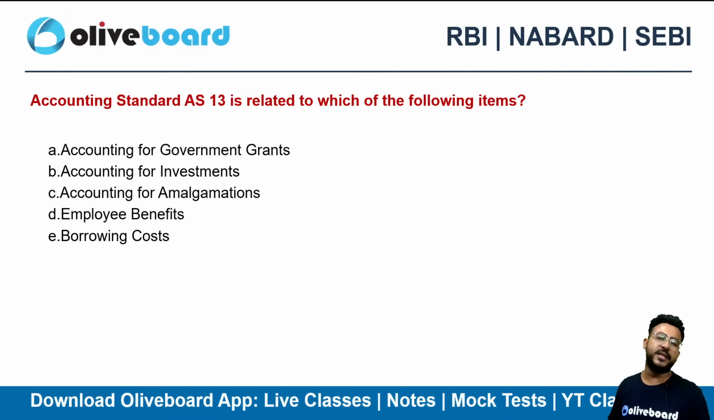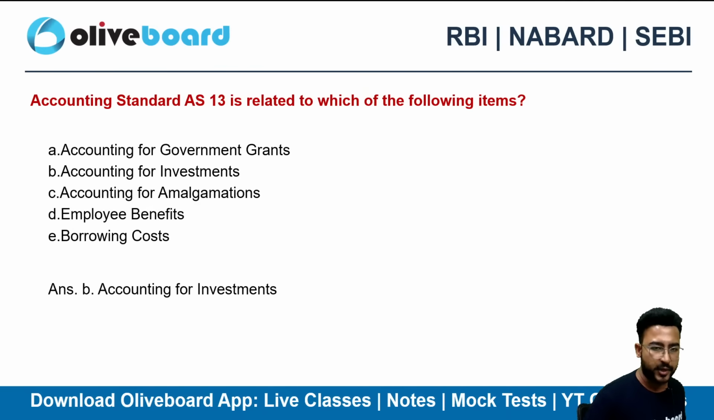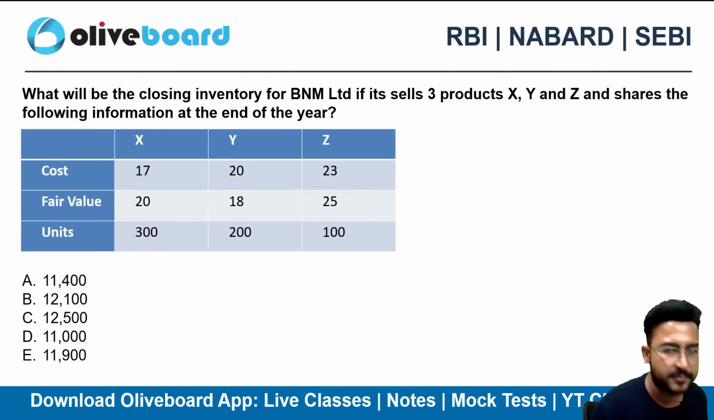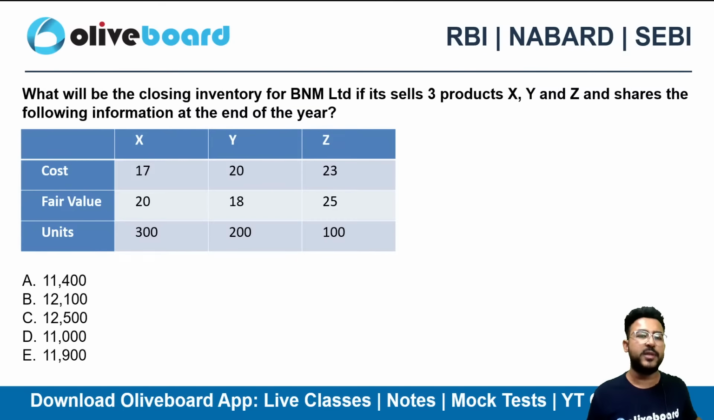Accounting standard 13 is related to which of the following? Related to investments, right? Option B, investments. Now you need to find out the closing stock valuation. There are 3 products. You all know that the concept is cost and NRV, whichever is lower. Just try to find out the closing stock inventory valuation here.